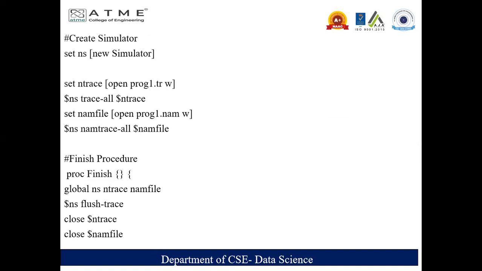So let's check with the program. This is the first program, the simulator program. So set ns new Simulator. Here ns is an object of the class Simulator. We are creating the object called ns of the class Simulator with the help of the keyword new.